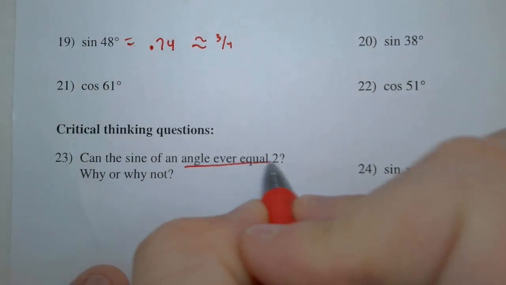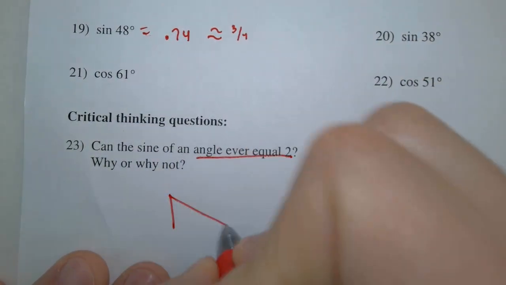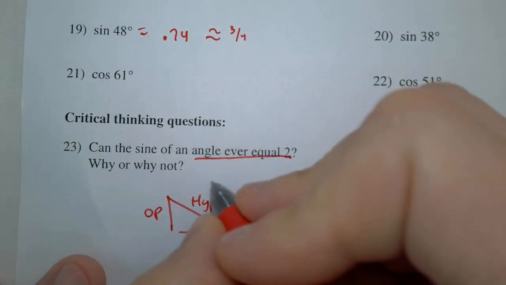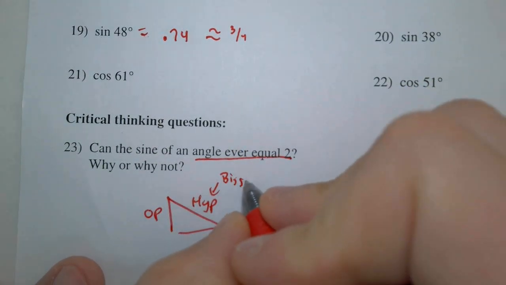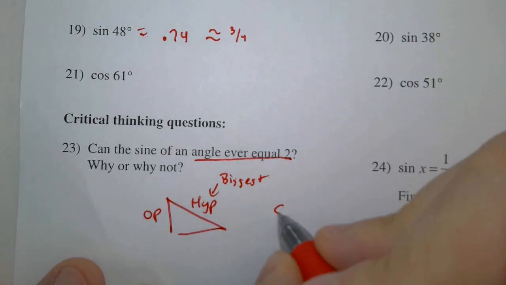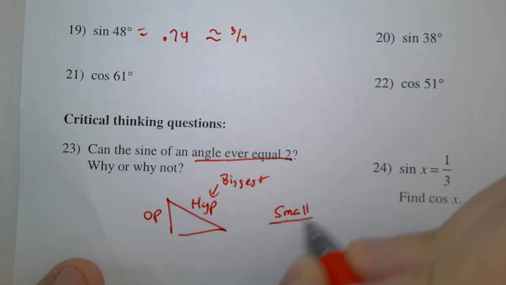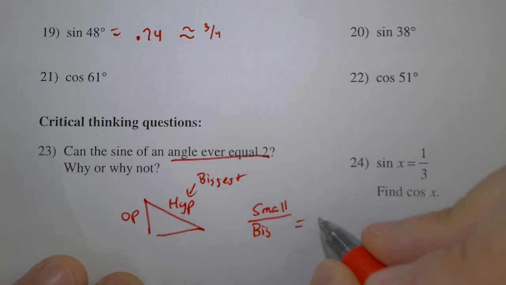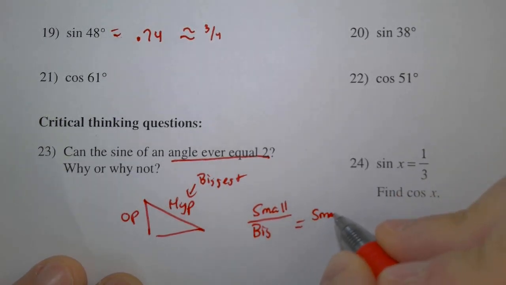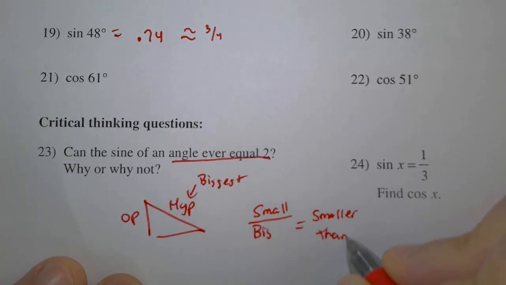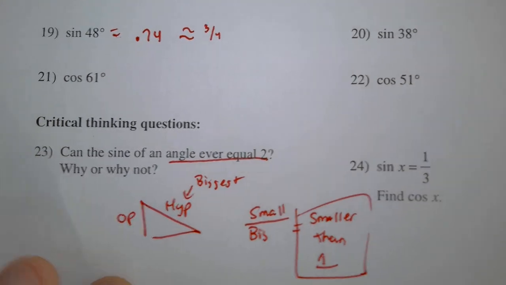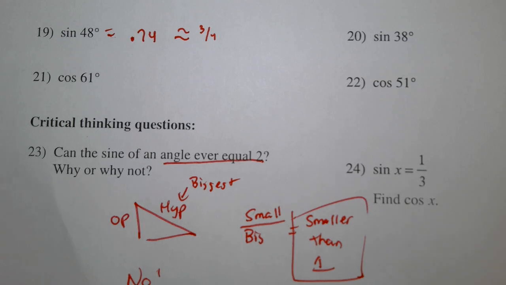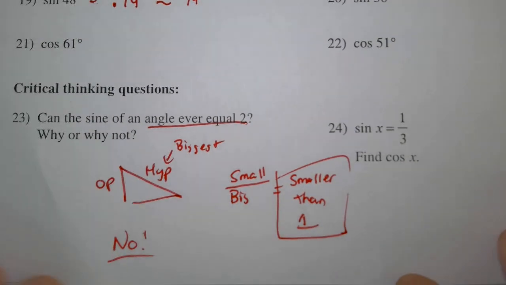Can sine of an angle ever equal 2? Remember that sine is always the opposite over hypotenuse, and the hypotenuse is always the biggest. So that means that we're always going to have a smaller number divided by a bigger number. And anytime you have a smaller number divided by a bigger number, it is always smaller than the number 1. It is always going to be a fraction. So the answer to that is no, because it's always going to be a smaller number divided by a bigger number.